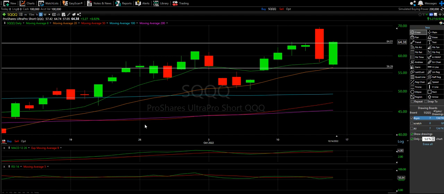So we're going to start with SQQQ. This is arguably the most known one. And QQQ, you can definitely look up that ticker. QQQ is very much NASDAQ and tech heavy. So this is a short on QQQ.